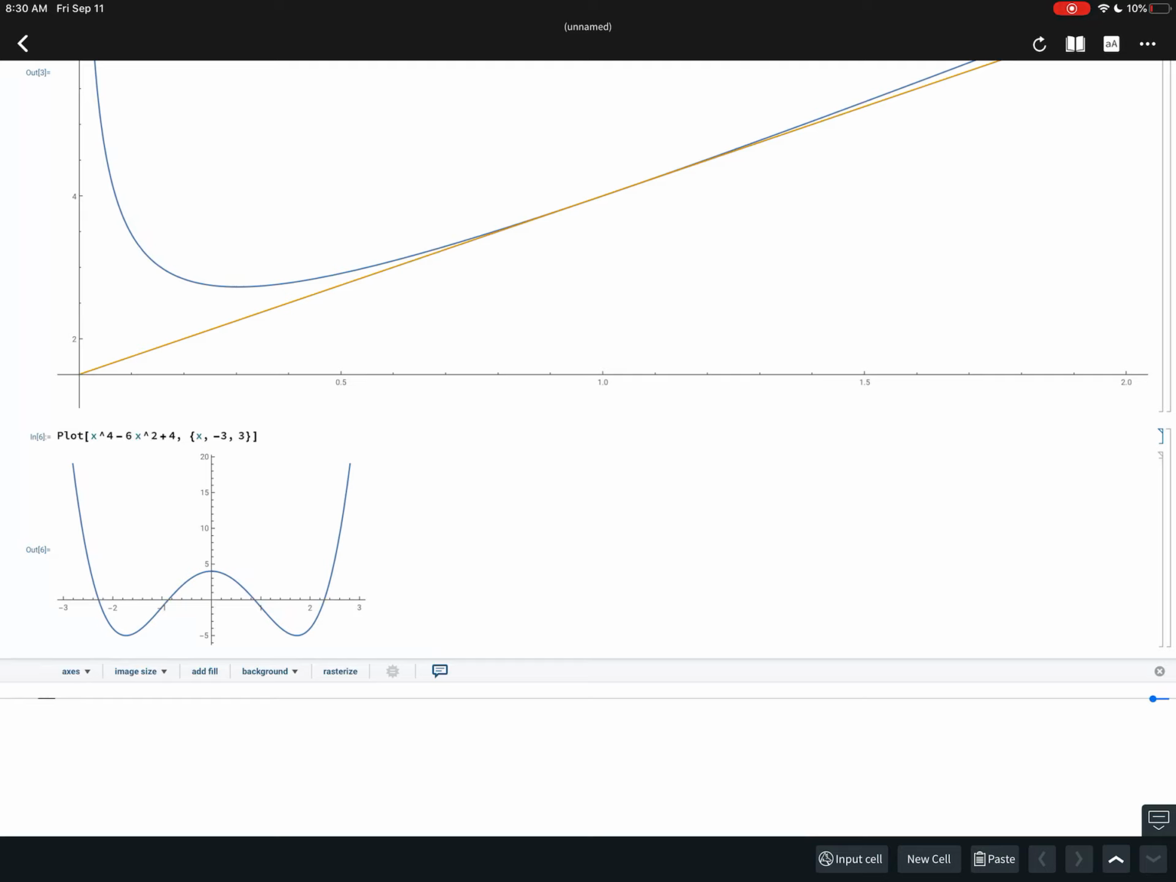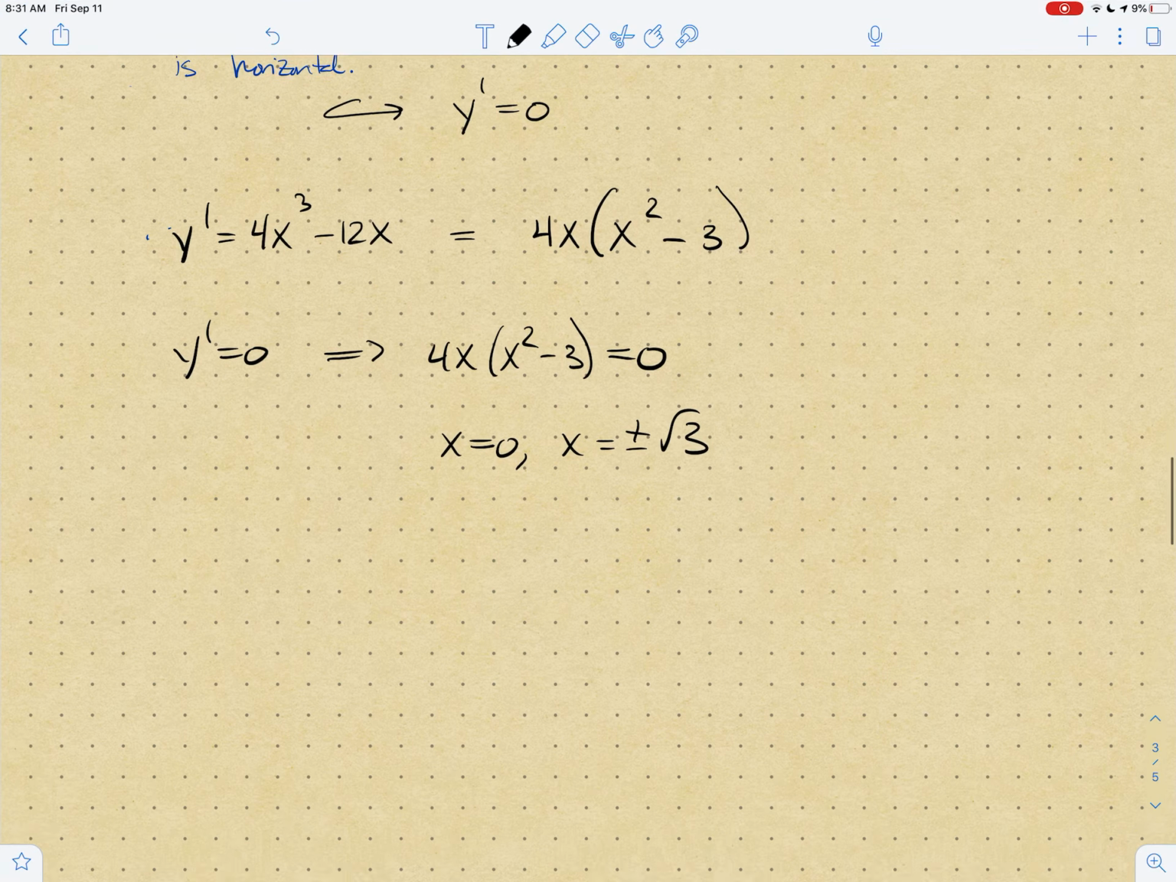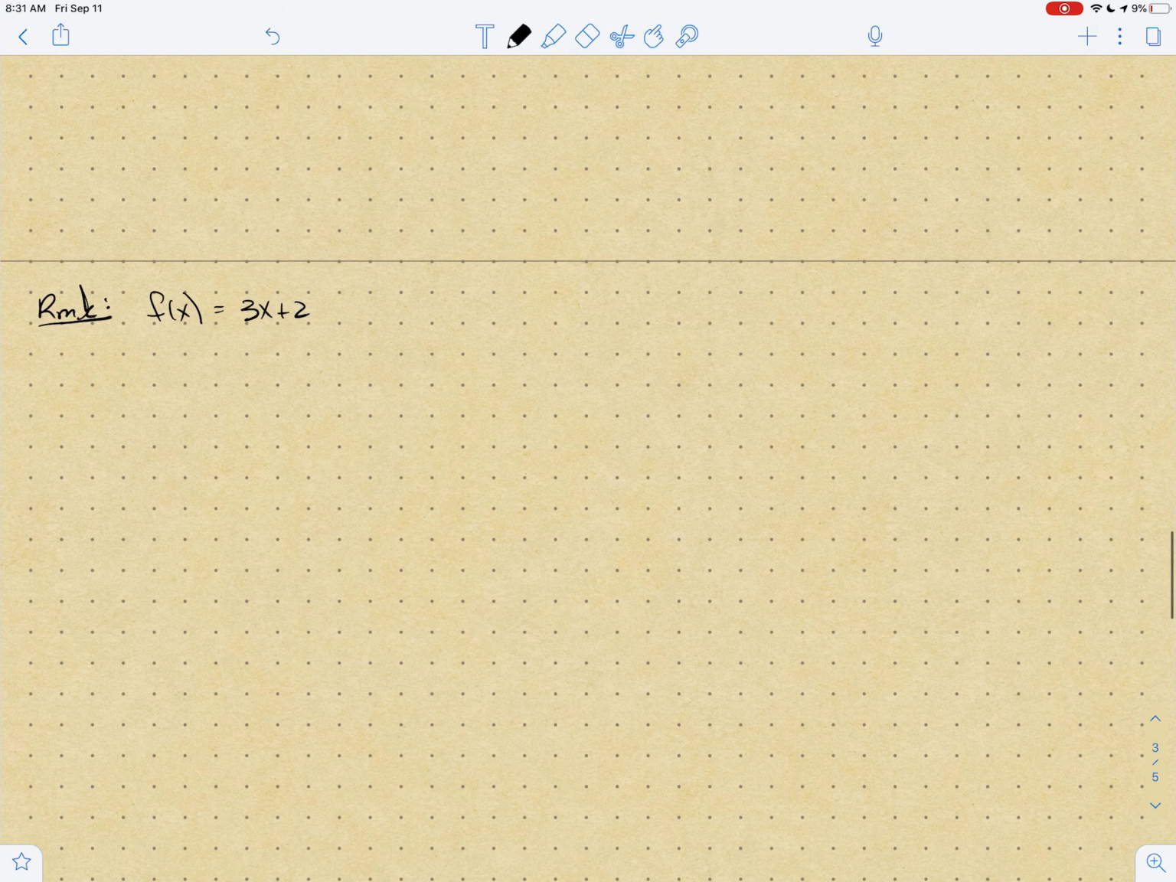We were able to find those points not by looking at the graph, simply by using calculus. And we're going to see later on in chapter 4 that's a really big deal. And there's a lot going on here that we can talk about another time. I want to end this lecture with one last remark, and we'll just do an example.